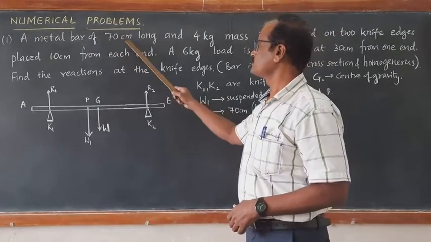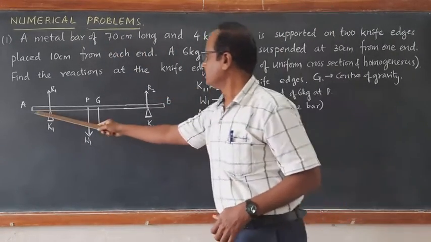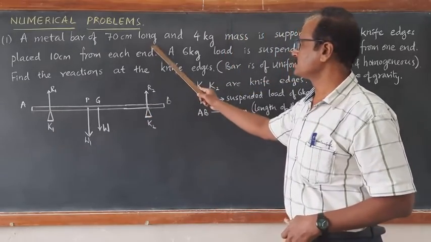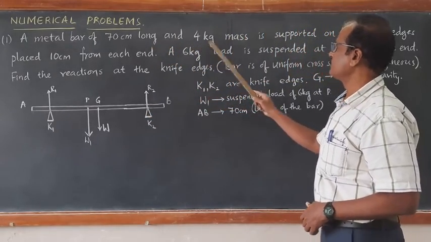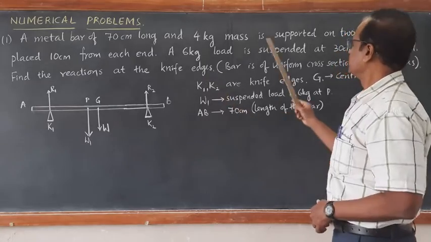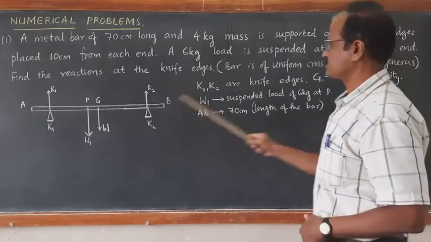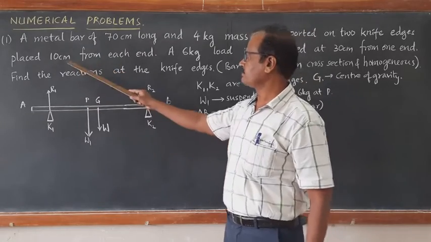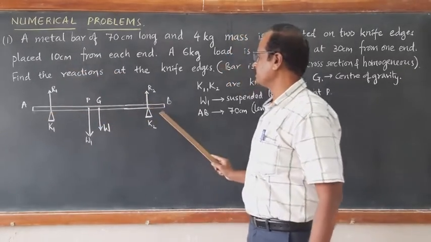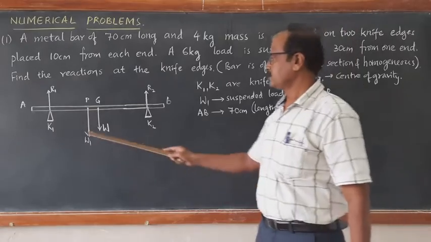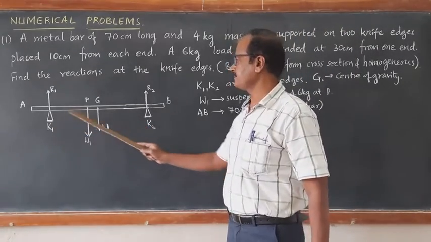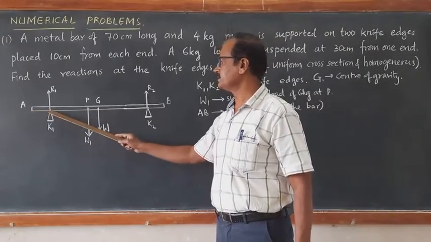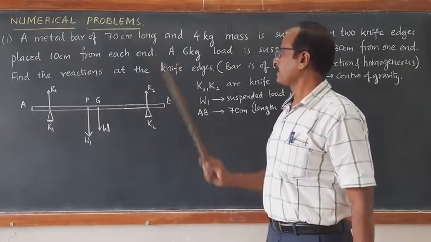There is a metal bar of 70 cm long. AB is a metal bar of 70 cm long and has a 4 kg mass. It is supported on two knife edges. K1 and K2 are the two knife edges which are placed at 10 cm from each end.